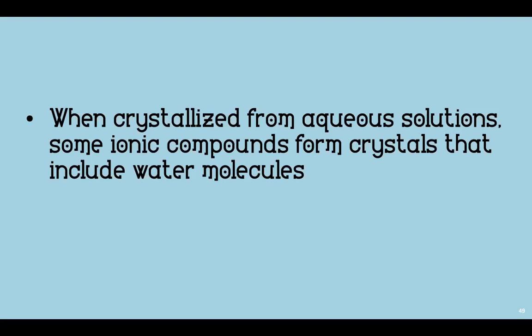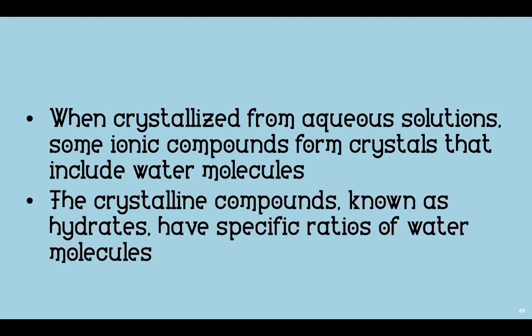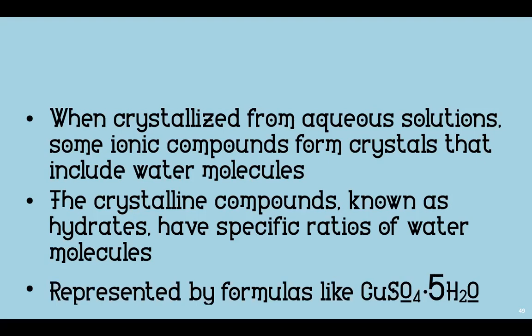Now, when an ionic compound is crystallized from an aqueous solution, some ionic compounds are going to form crystals that actually bring some of the water molecules with them. These crystalline compounds are called hydrates, and they're going to have a very specific ratio of water molecules. You will see these crystals represented with formulas such as copper(II) sulfate, a small dot, and then 5H2O. This means for every copper sulfate crystal that has been crystallized from an aqueous solution, it's going to come with 5 water molecules.